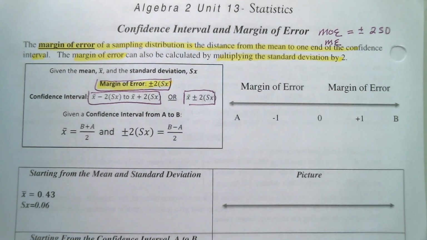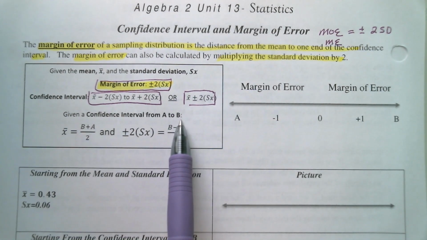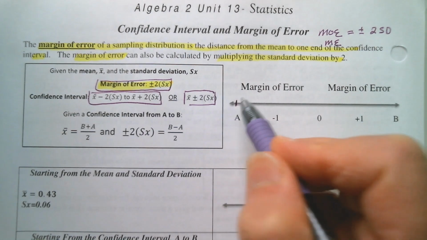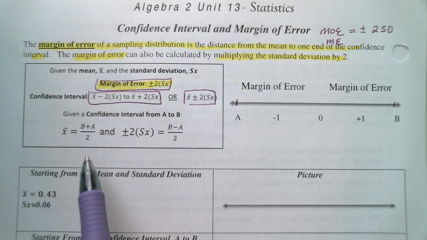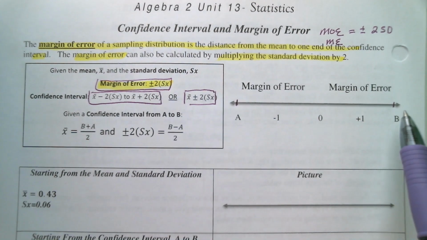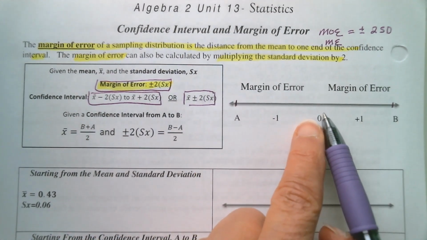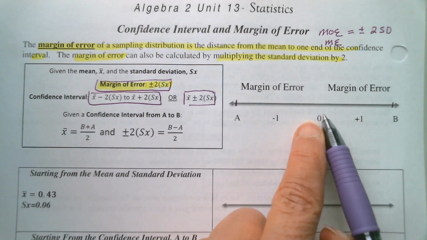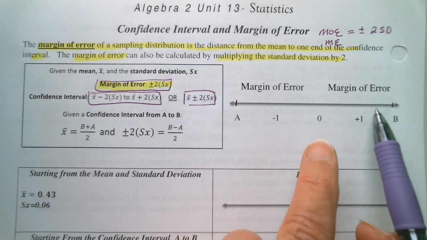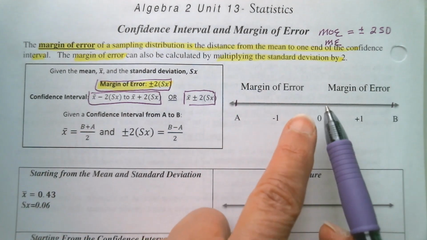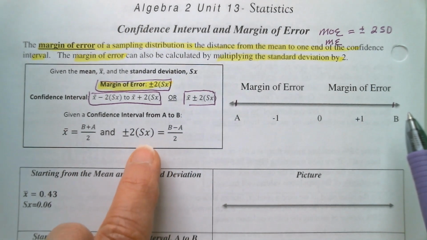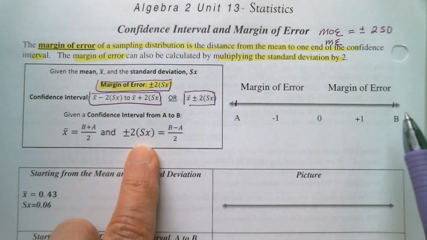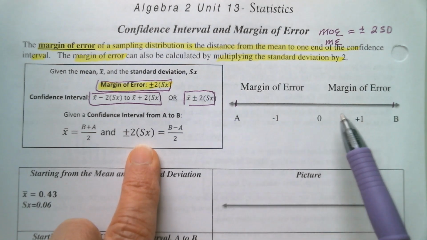If you're given the confidence interval from A to B, like here we have our confidence interval from A to B, here's a visual, and you want to find the mean, well, the mean needs to be midway between those two. It has to be the average of those two. So you would take your B plus A and divide by 2. And to find the margin of error, you would take B minus A and divide by 2.